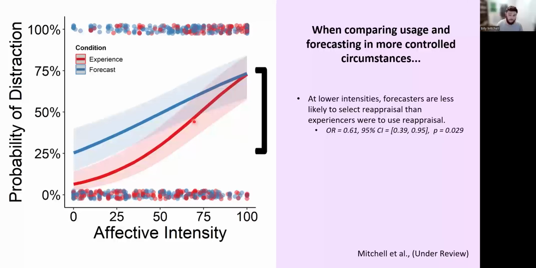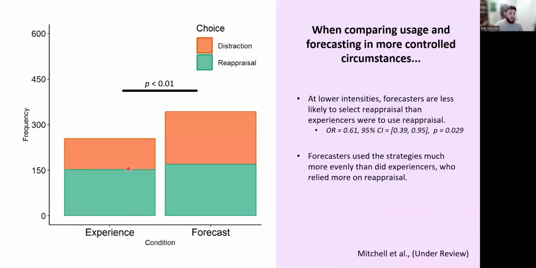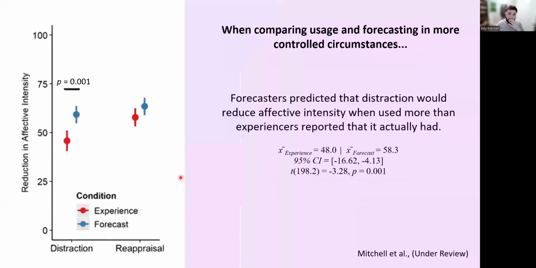The selection of reappraisal and distraction were evenly distributed among forecasters, which reflects the balanced intensity of our stimuli. However, experiencers favored reappraisal at the expense of distraction, which we see more clearly here. A chi-square test found that the experiencers' bias towards reappraisal was significantly different than forecasters' use of the two strategies. Or, in other words, experiencers use distraction less often than forecasters predicted a person would use distraction.